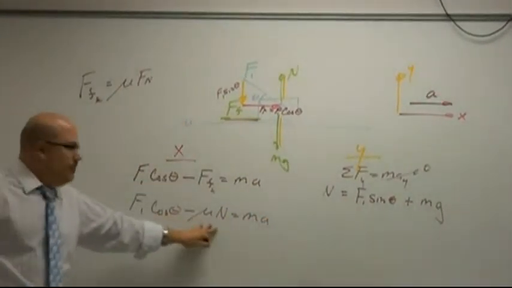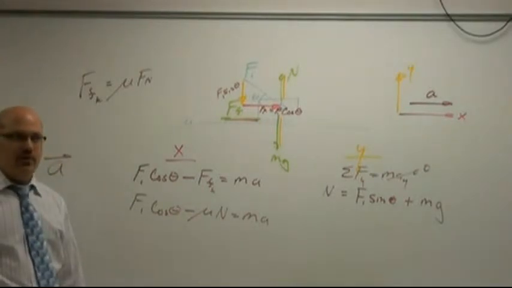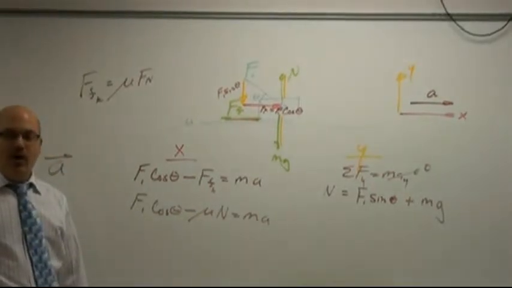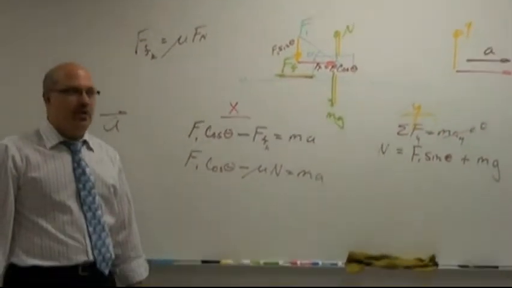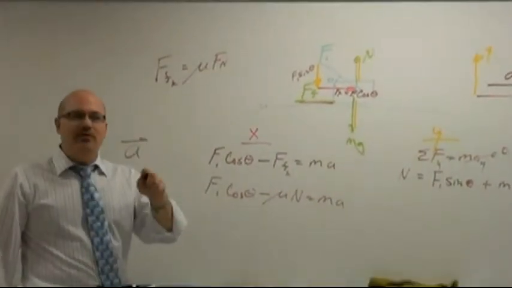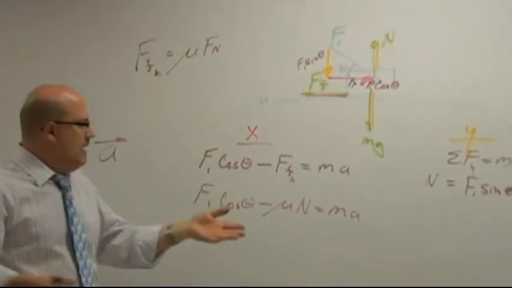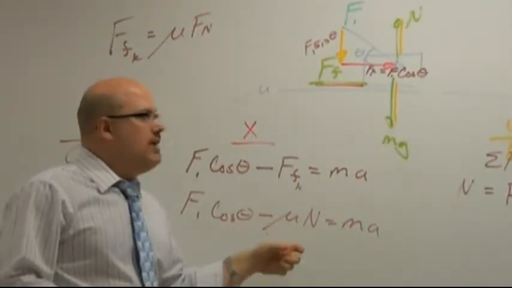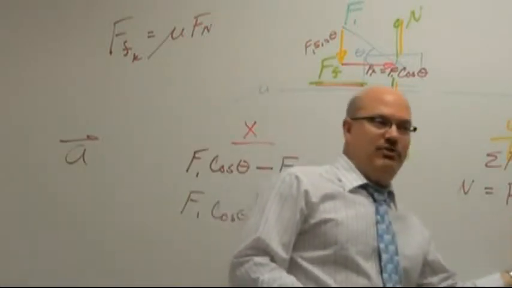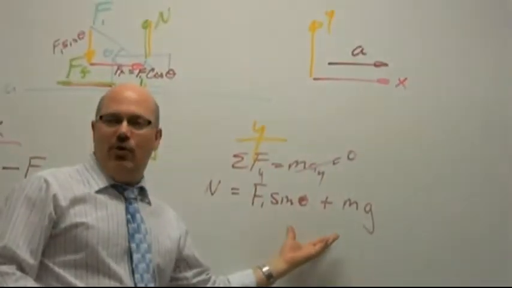Can I make that better? The normal is mg. No, it's not. You can plug in mg... it's mg plus F sine. All right, now I was hoping somebody would say that, because that's what we almost always jump to as a conclusion, that normal equals mg. But in our case, does normal equal mg?